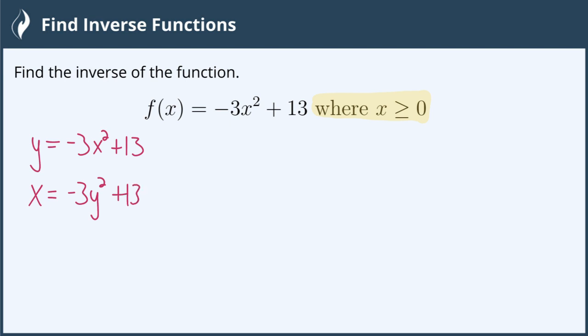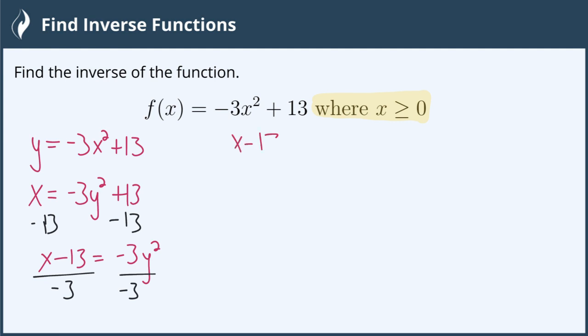This is going to allow us to now solve for the y. We're going to start by moving that 13 over. So we're going to subtract 13 on both sides. That's going to give us x minus 13 equals negative 3y squared. Now, again trying to get the y by itself, we need to divide by negative 3. This gives us x minus 13 over negative 3 is equal to y squared.